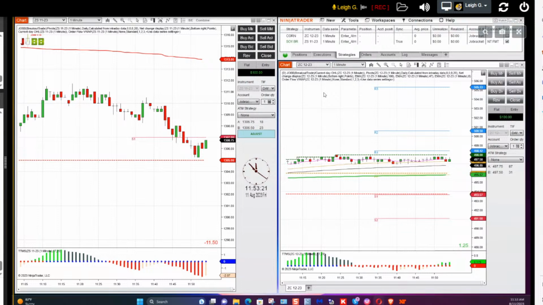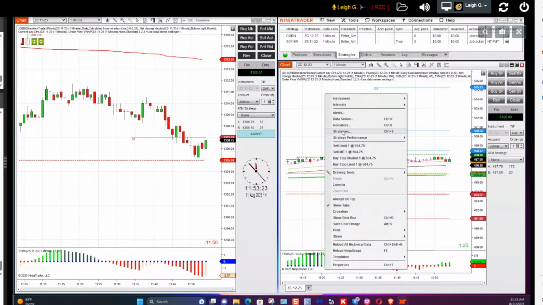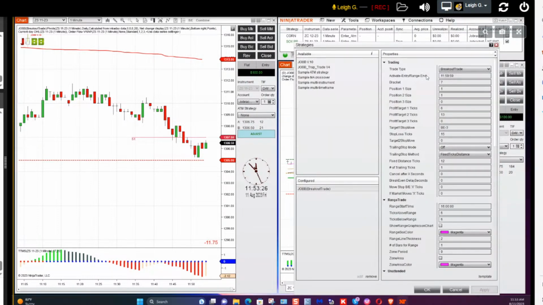So the corn settings I'm using are 1159.59, bracket of 7, targets of 6 and 13 with a stop of 15. And then I am using that target 1 stop move, break even -3 if my first target gets hit.